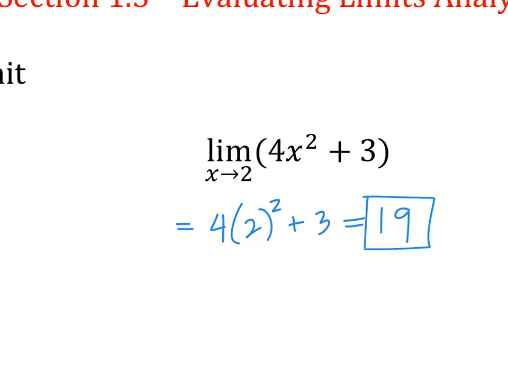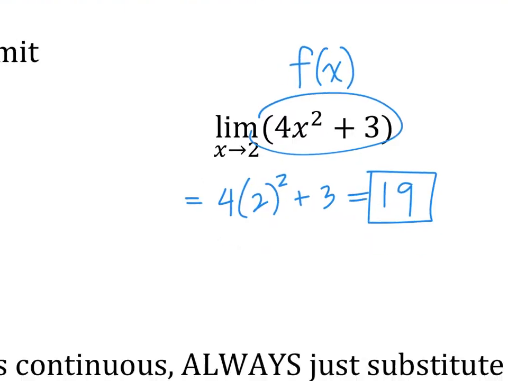Okay, so why does that work? Well, remember this part is f of x. When the function is continuous, then the point that exists is the limit, right? Because there is no hole, there's no discontinuity. So when it's continuous at that point, that is the answer.